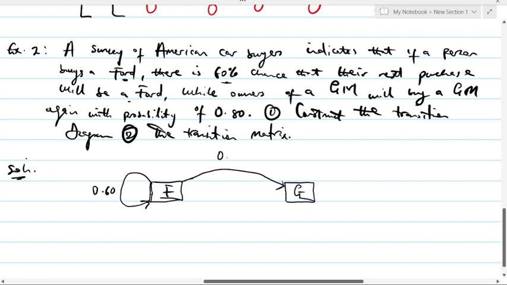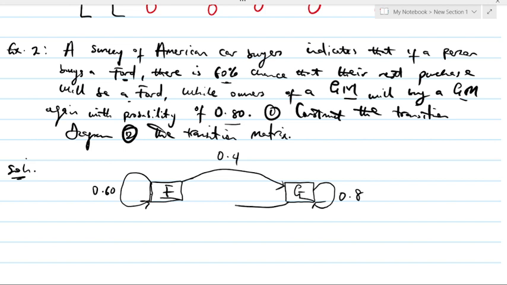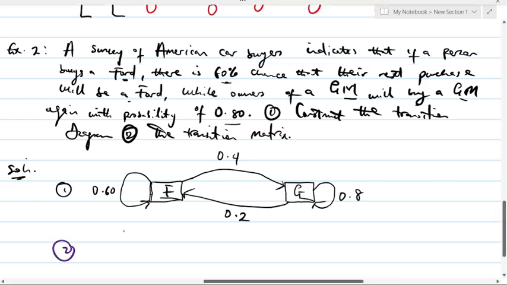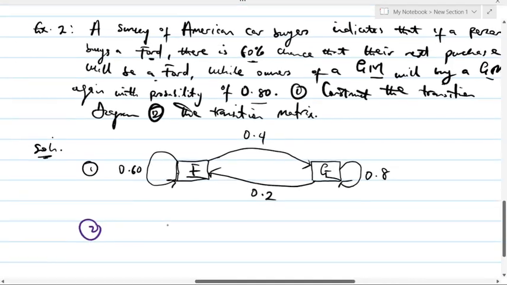That will be 0.4. While owners of GM will buy a GM again with probability 0.8. So they will buy a Ford in their next car, that will be 0.2. So this gives us the transition diagram. Let's check the transition matrix now. With the aid of this diagram, I can easily set up the transition matrix.